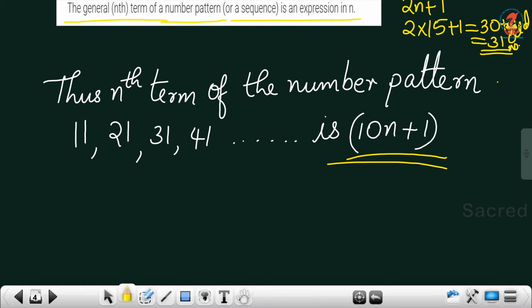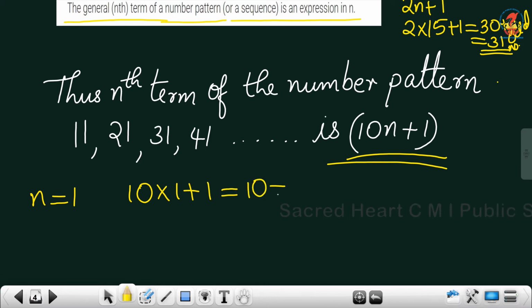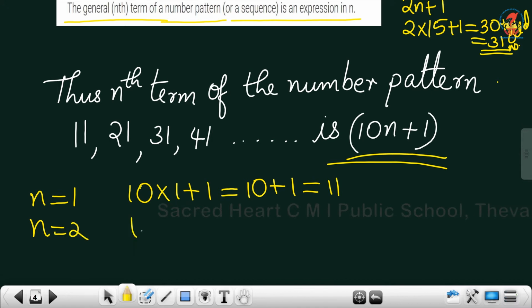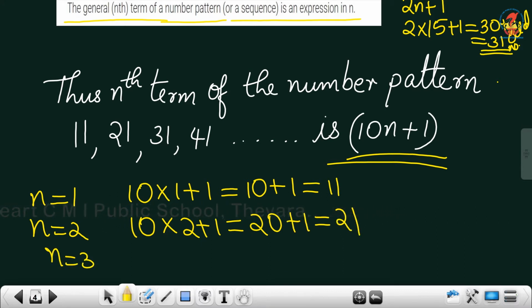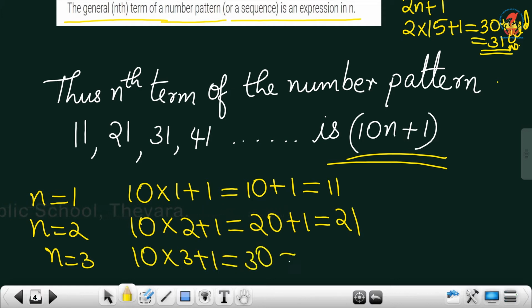If you are giving the value 1 to n, if n is equal to 1, 10 into 1 plus 1, what answer you will get? 10 plus 1, 11. If n is equal to 2, what will happen? 10 into 2 plus 1 is equal to 20 plus 1, 21. If n is equal to 3, what answer you will get? 10 into 3 plus 1 is equal to 30 plus 1 is equal to 31. So this is the number pattern 11, 21, 31, like that it will go.